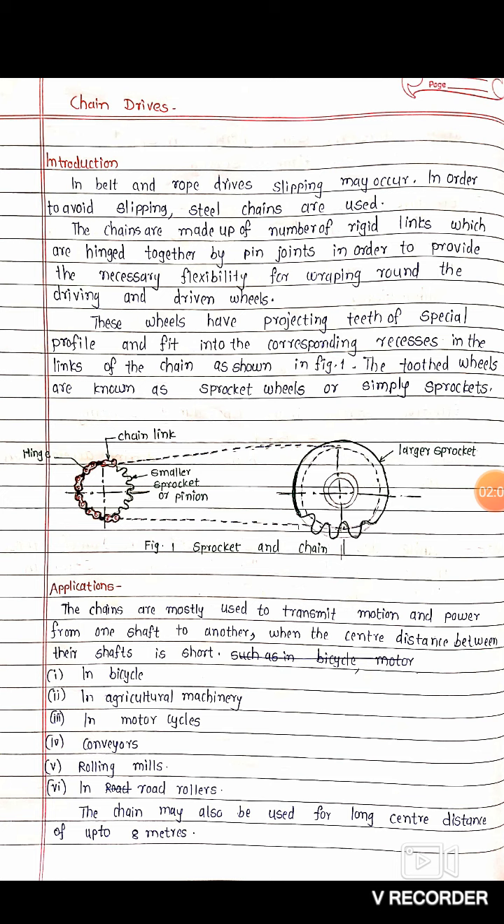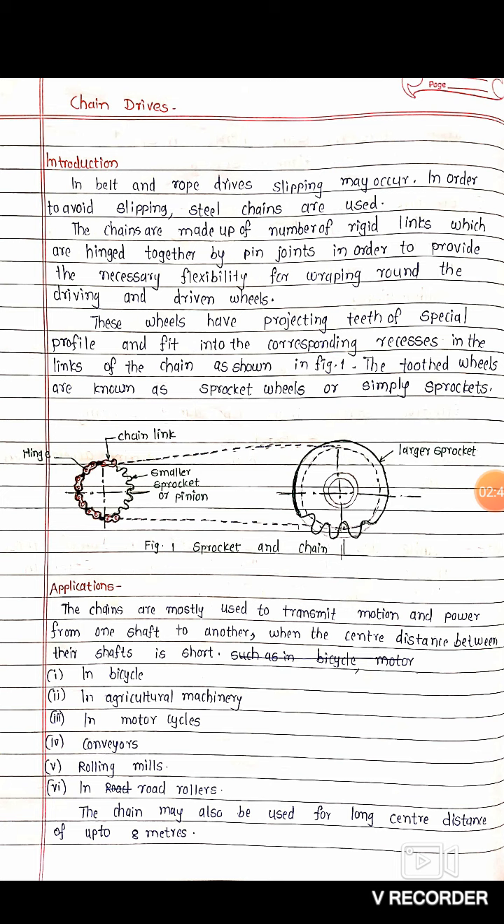If we see the application of chain drive, many applications are there. The chains are mostly used to transmit the motion and power from one shaft to another, when the center distance between the shafts is short. It is used first in bicycles, second in agricultural machineries, third in motorcycles, fourth conveyors, fifth rolling mills, sixth road rollers.